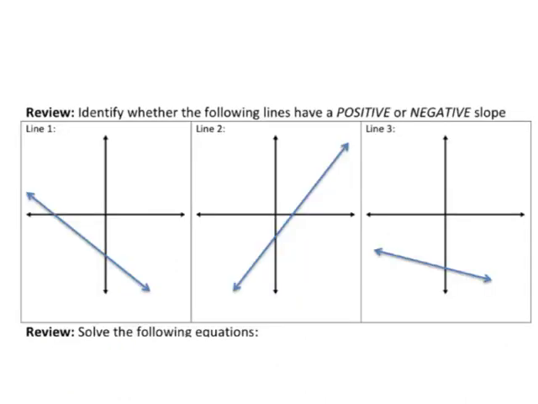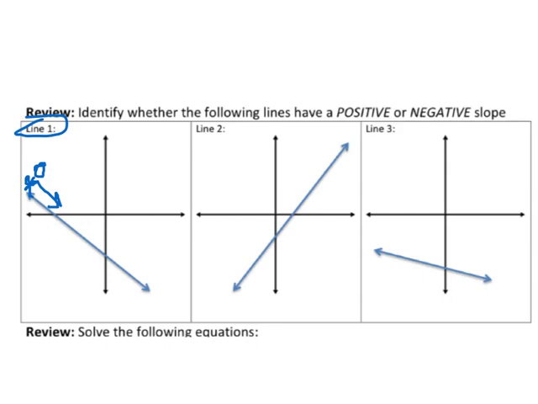For your review problems, you are identifying whether the line has a positive or a negative slope. So looking at line 1, we're saying, okay, is this line increasing or decreasing? So imagining we're starting on the left, would we be going down a hill or up a hill? We'd be going down a hill, so the slope is decreasing.